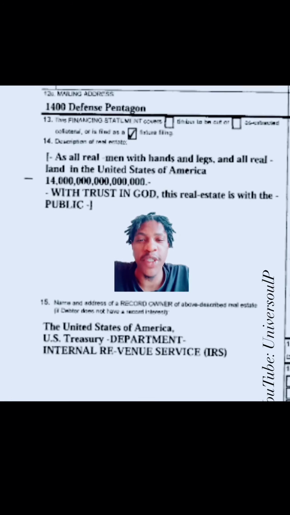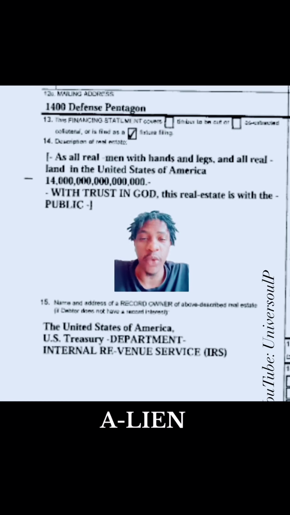Because along with their $14 trillion, they place liens on all real men with hands and legs and all real land in the United States of America. This is why I say we are a lien to them. But y'all will say aliens. We are in vessels. That's why they consider it a estate. For instance, have you ever heard the term illegal alien? It means it's an unregistered lien.